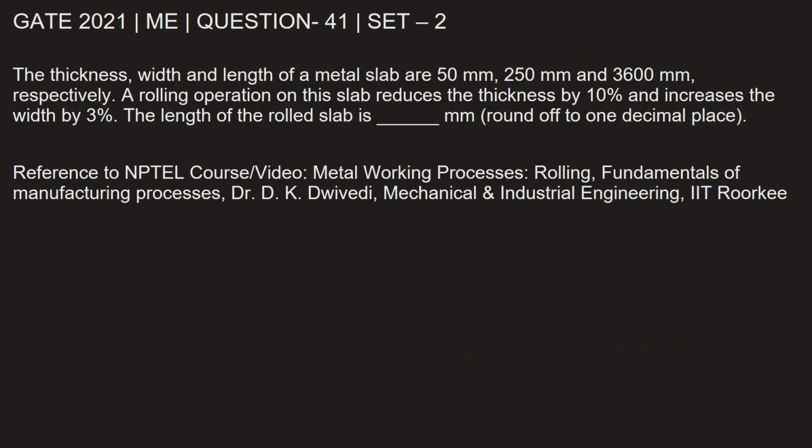Let's go back and fill in this answer. Length of the rolled slab will be 3883.5 millimeters. We have already rounded it off to 1 decimal place.